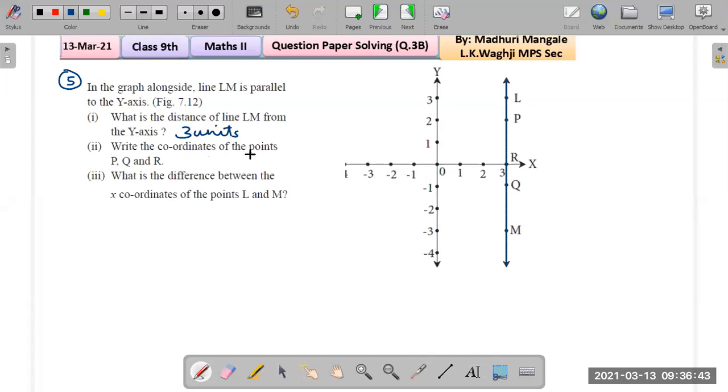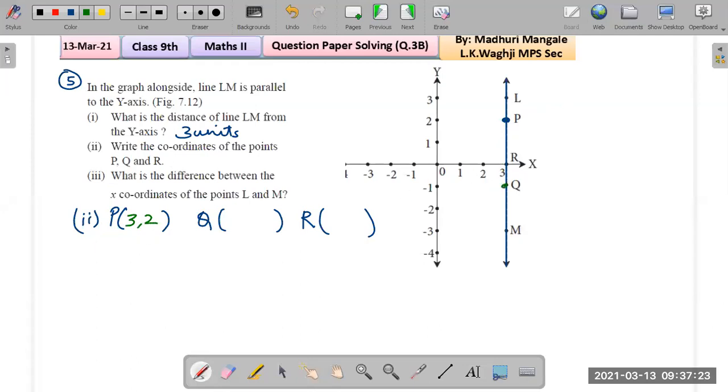Write the coordinates of the points P, Q, R. And how do you find the coordinates? We start at P. Always start with the x coordinate first. So check where this P hits the x-axis. Draw a straight line. This is 3 here. That means x is 3, and draw a straight line towards the y-axis. That would hit at 2. So 3 comma 2, that is the coordinate of P. So we write 3 comma 2 here.